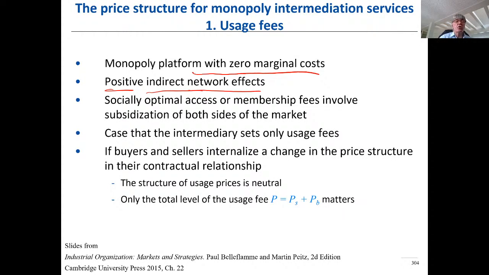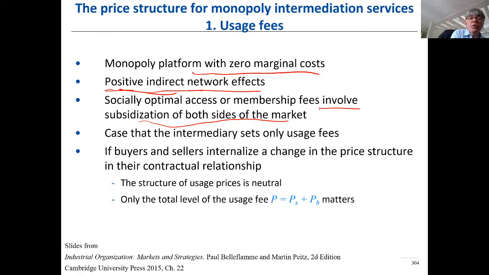And the question here is that the socially optimal access or membership fees typically would involve a subsidization of both sides of the market if, of course, we have this positive indirect network effect. And we will see how that works out in more detail a little bit later.